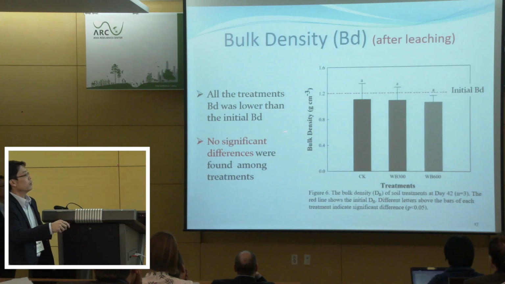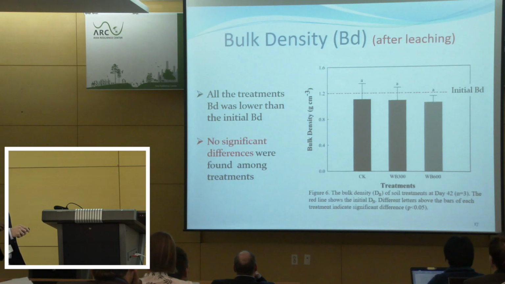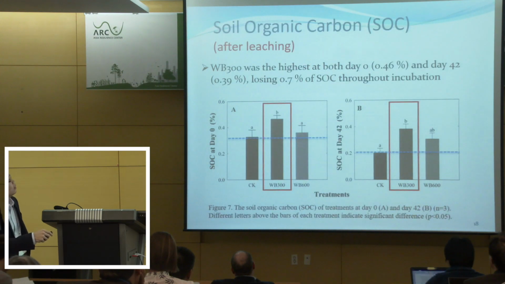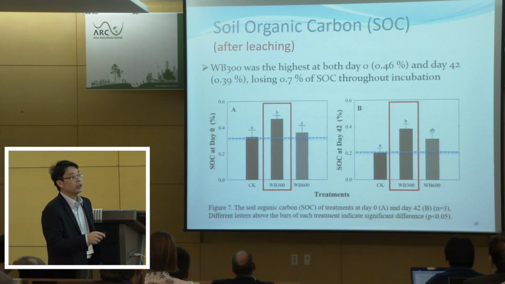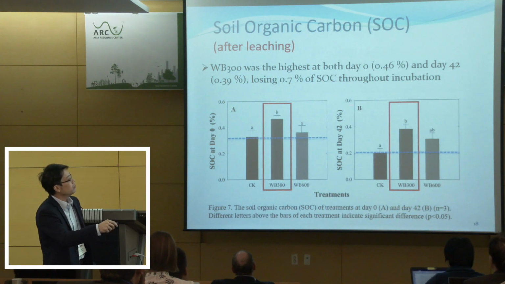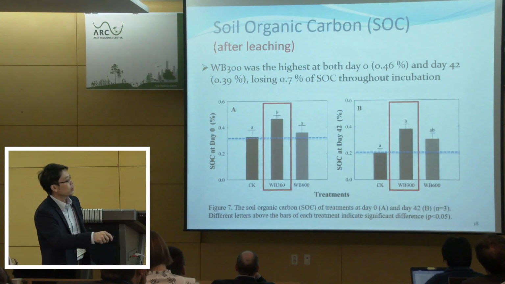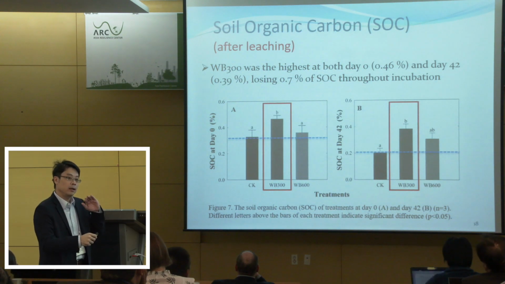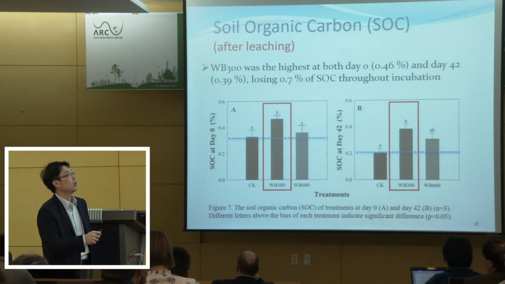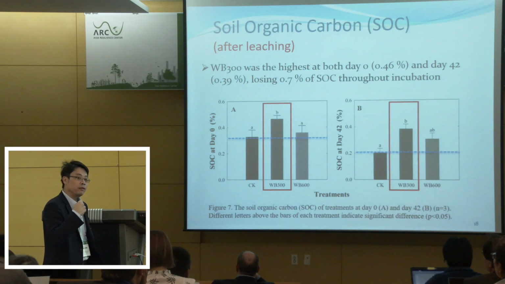For the bulk density, there's no significant difference among these treatments, but it's slightly lower for the high temperature biochar. For the soil organic carbon, before and after the incubation, the low temperature biochar is much higher than the other treatments. It means low temperature biochar may increase the soil organic carbon more effectively.